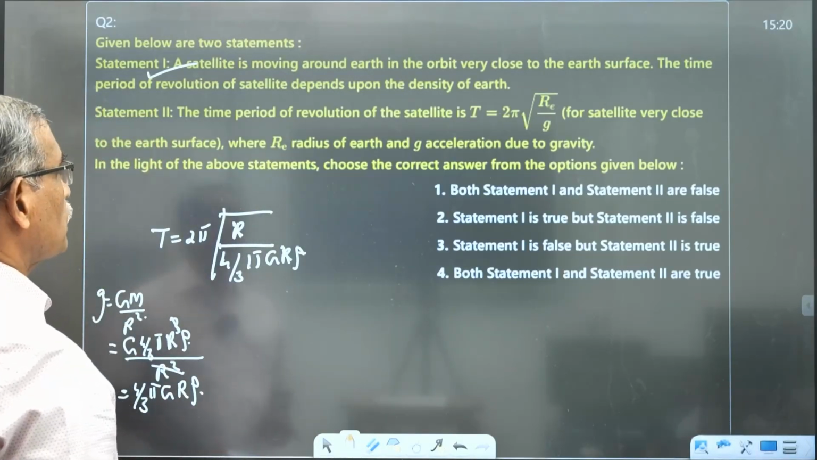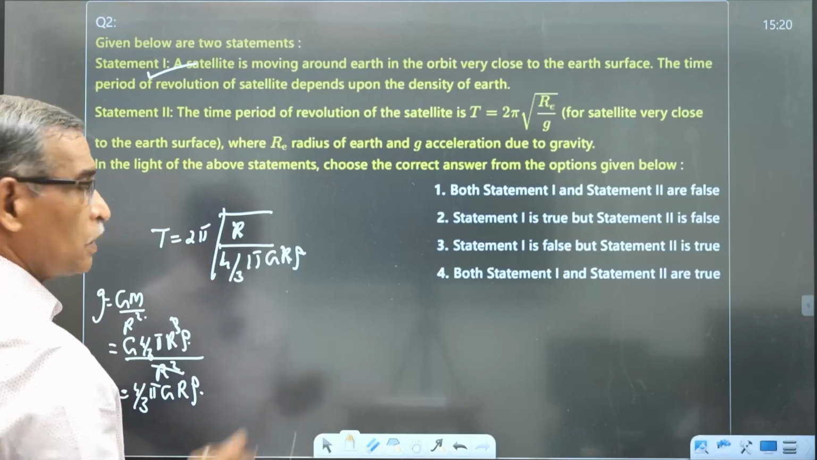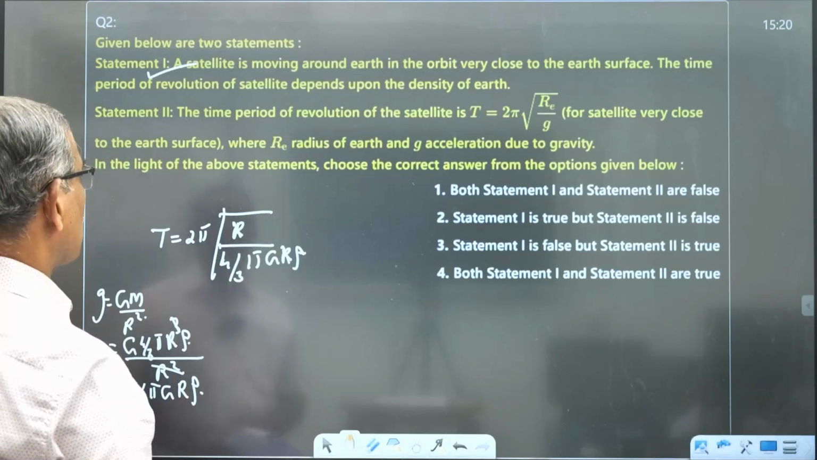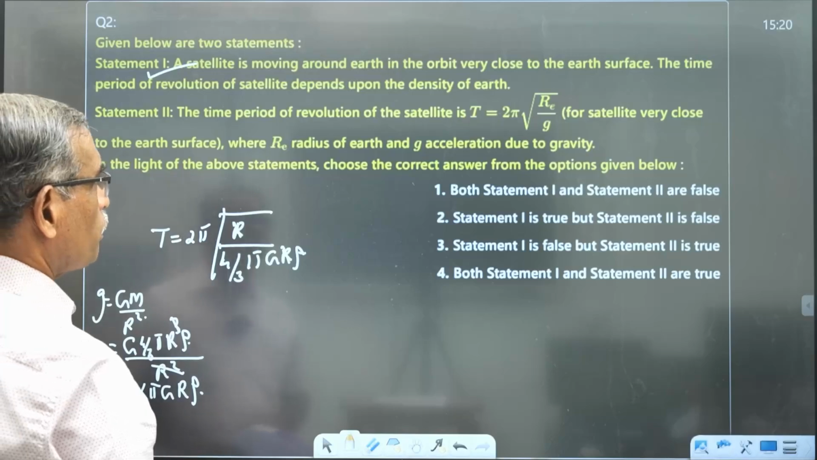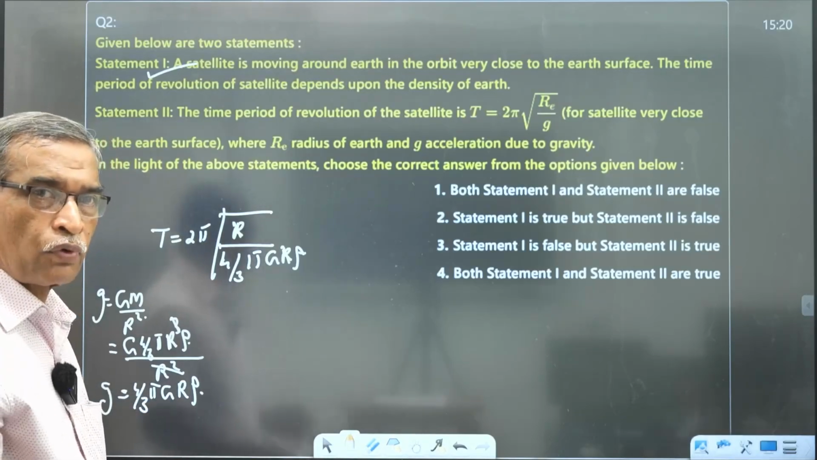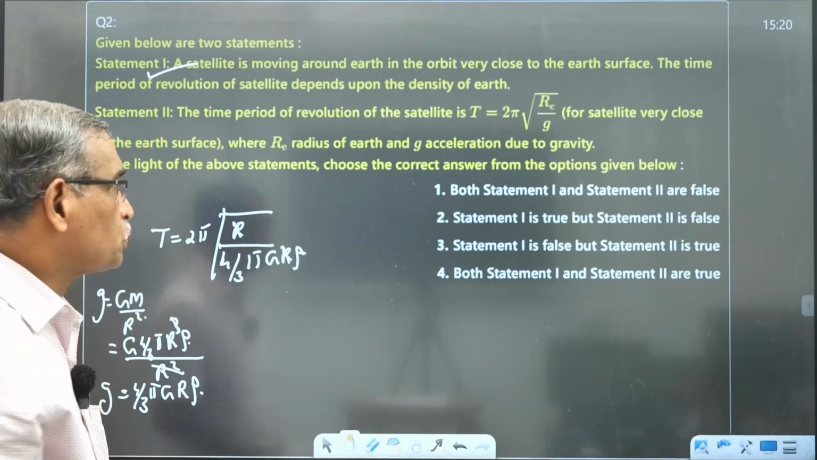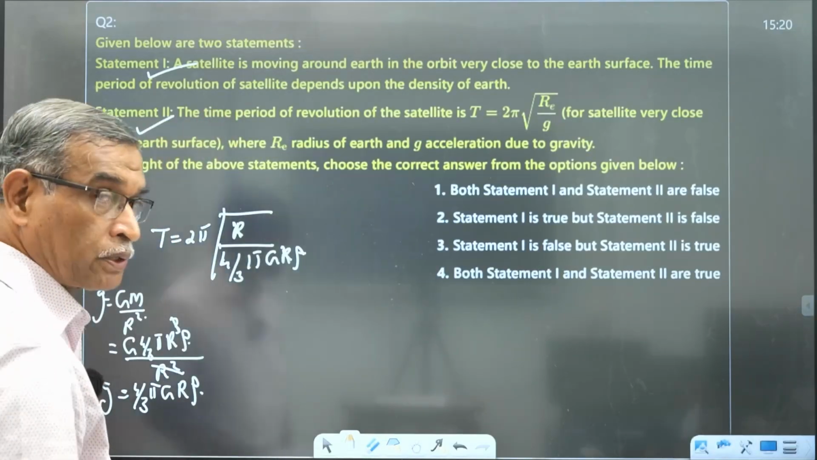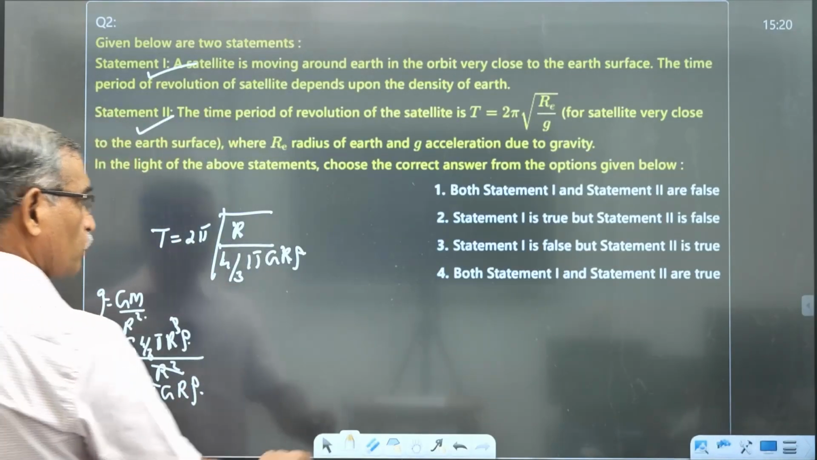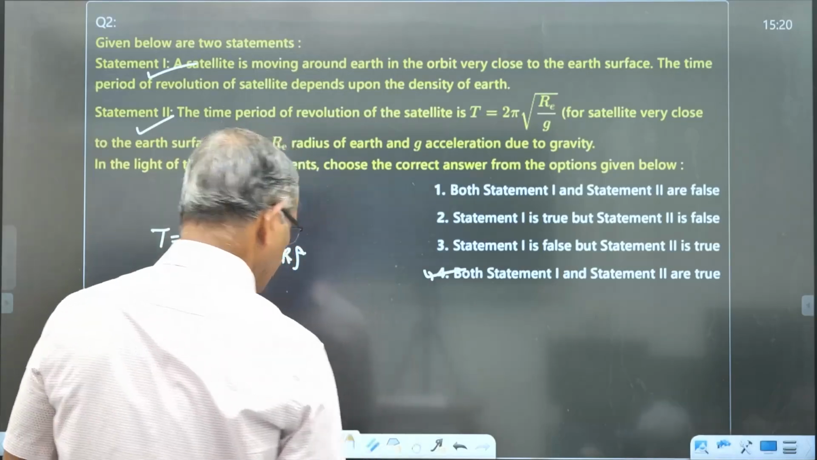The time period of revolution of a satellite close to Earth's surface is 2 pi root of R_e by g, where R_e is the radius of Earth and g is the acceleration due to gravity. That is true for a close orbit. Therefore this one is also true. Both statements are correct. So the option is 4. Both statement 1 and 2 are correct.